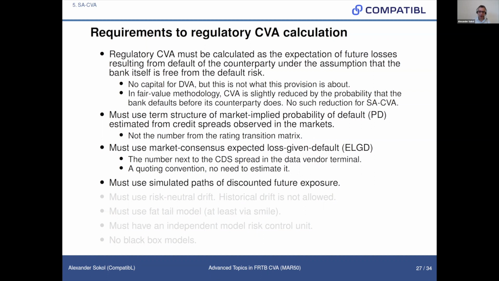Must use simulated paths of discounted future exposure. Okay, so that means that you have to use Monte Carlo. Must use risk neutral drift. Historical drift is not allowed, as it shouldn't be for present value of anything, and CVA is the present value of a future loss. Must use fat tail model. Well, that's very interesting. So perhaps in the panel we can discuss it. I interpret it as that you have to put in the smile.